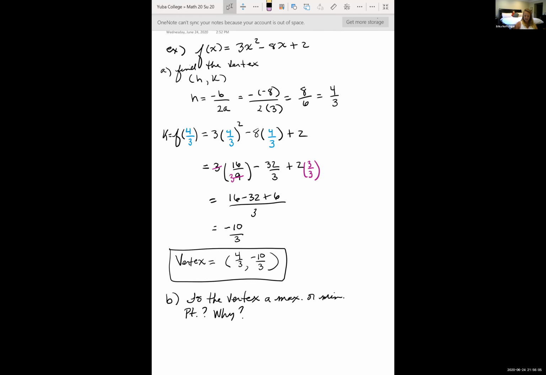So looking at this, if we graph this, would the parabola be facing upwards or downwards? And so again, that has to do with our value of a. Our coefficient a is 3. This is positive. That tells me my parabola faces upwards. So that means my vertex is going to be a minimum.